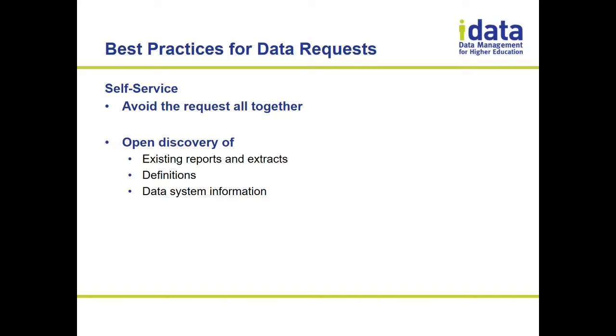So if you're going to allow people to do their own reporting, their own ad hoc reporting or their own discovery, they're going to need to understand what you mean by retention rate or by a physics major, so that they can make sure they get the right results from self-service. And then lastly, have data system information available.